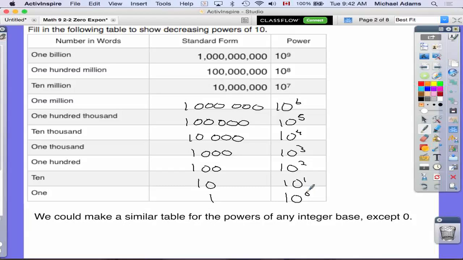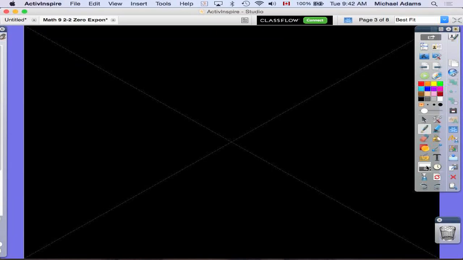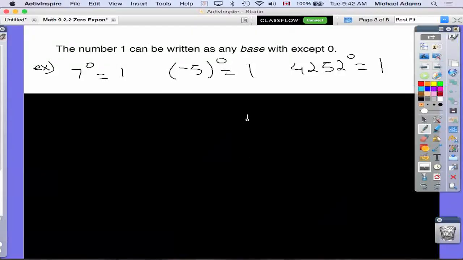So let's take a look at this. So the number 1 can be written as any base except 0. So we can write this down. At the bottom of your table, you've got these notes here. Write that down, please. At the bottom of your table.